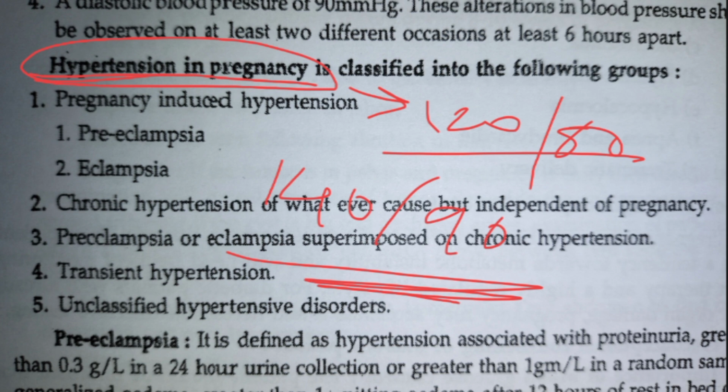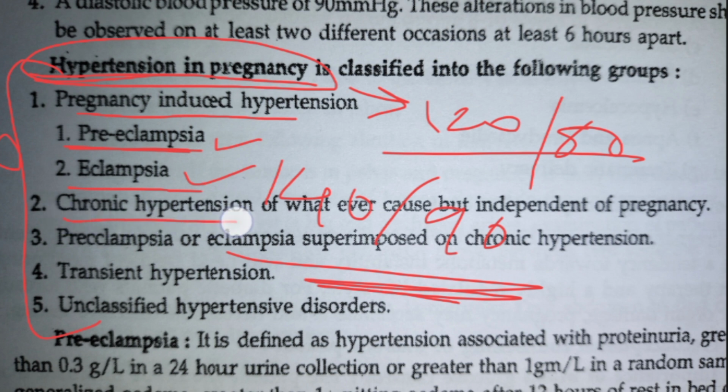This hypertension during pregnancy can be classified in various ways, mainly based on the symptoms. For example, in the first condition, pregnancy induced hypertension, that is due to pre-eclampsia and eclampsia. Eclampsia is nothing but fits. Based on the episodes of fits, it is classified. And pre-eclampsia is classified based on the proteinuria level.